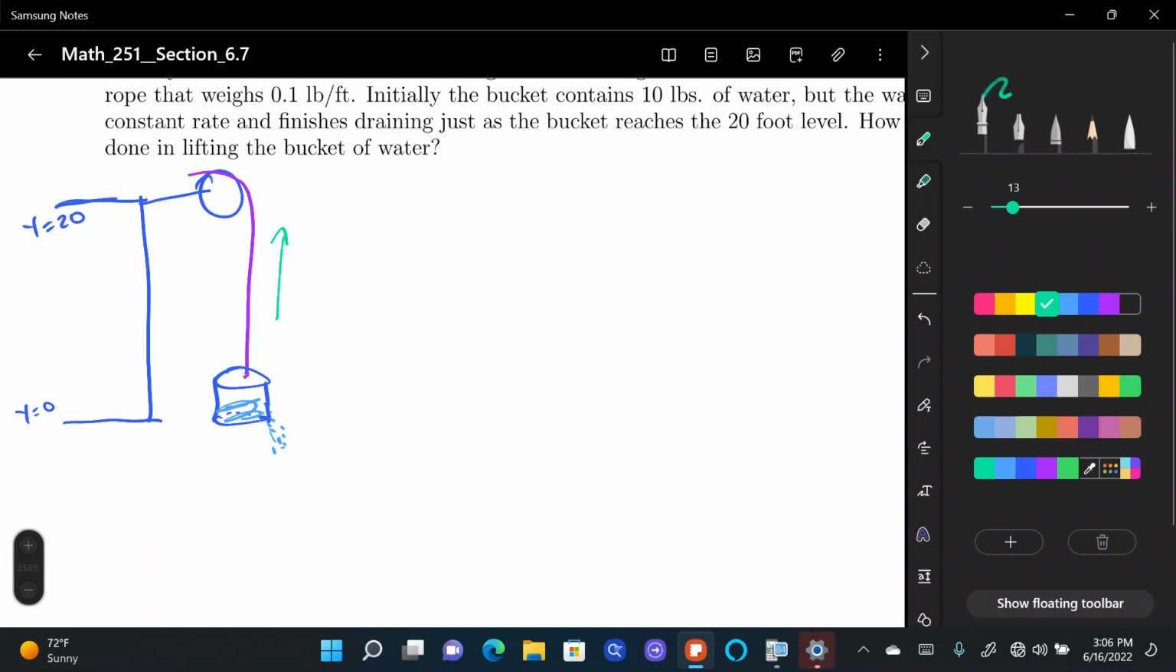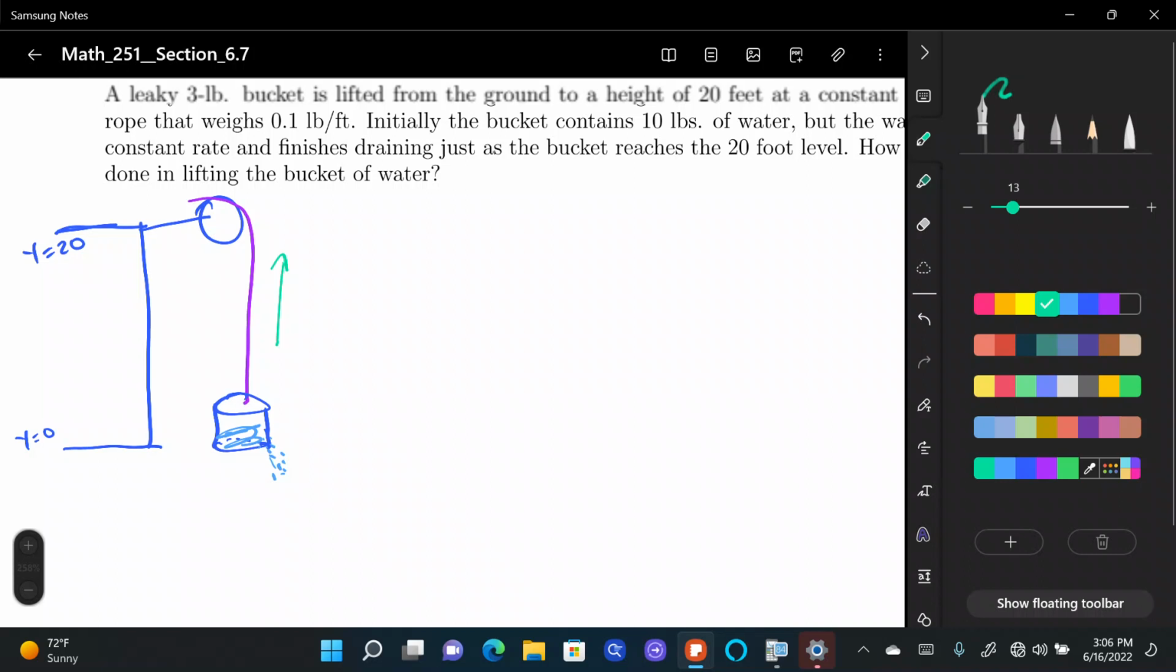Well, in this case, we need to split the problem in 3 parts. Because in this case, we're considering the work done not only by the rope. That rope now has a bucket, and the bucket requires additional work to take into account in the final result. And also there's water. Even though it leaks, that requires work to be lifted. So let's do the first part for the rope.